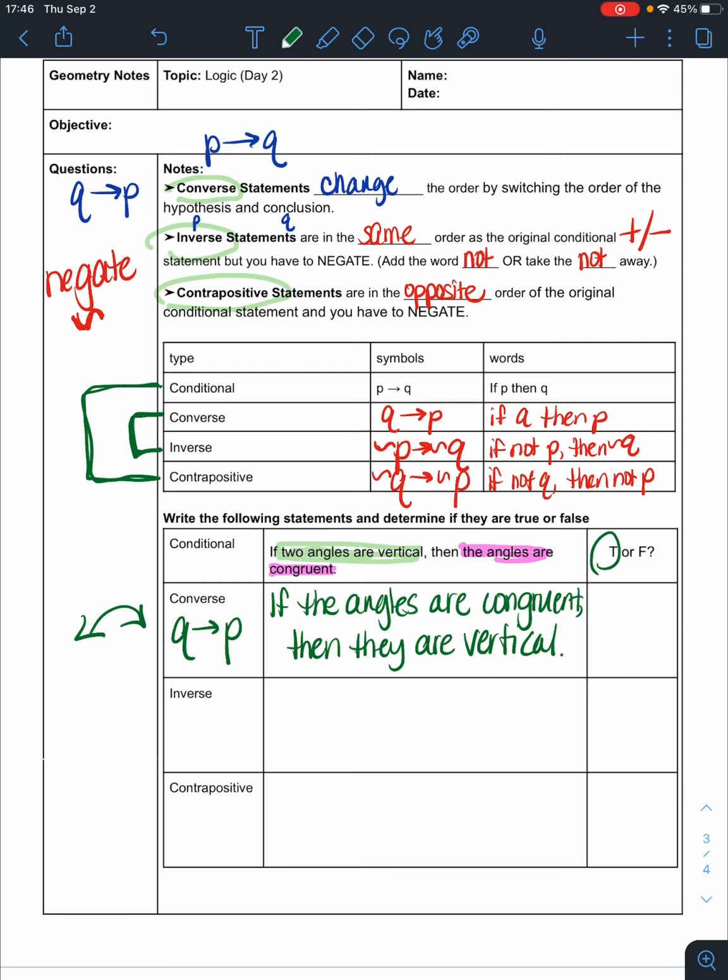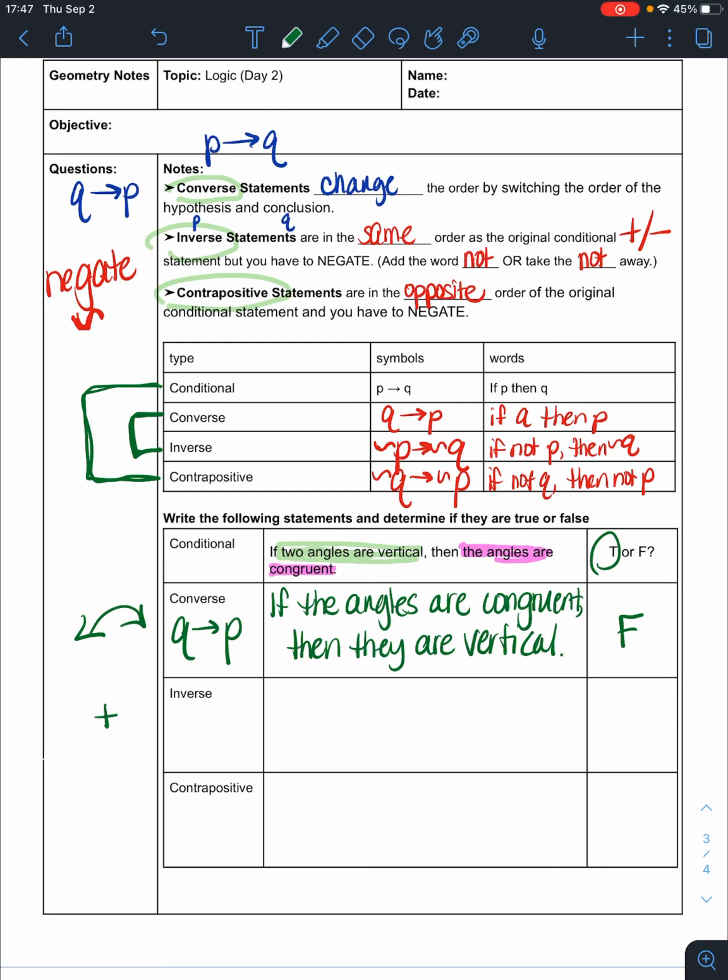So now read the statement as though the hypothesis is true. The angles are congruent. And then ask yourself the second part. Are they vertical? They are congruent. Are they vertical? Well, not necessarily. They could just be congruent. They could just be the same size. They could be bisected angles, remember, we talked about those. So they don't have to be vertical. I'm saying they are vertical. That's how this statement reads. And that is not true.